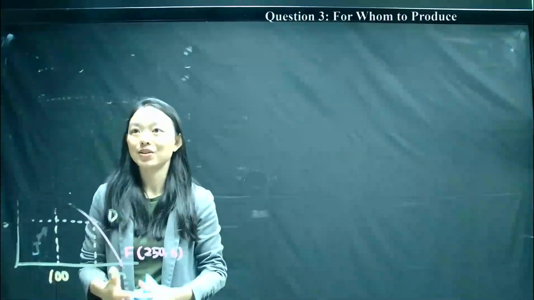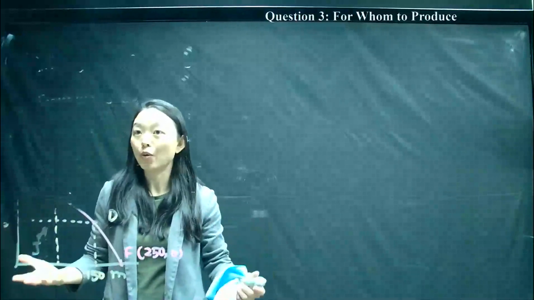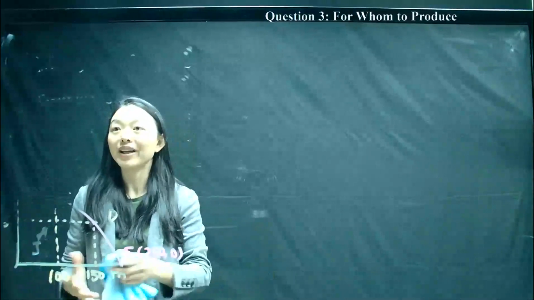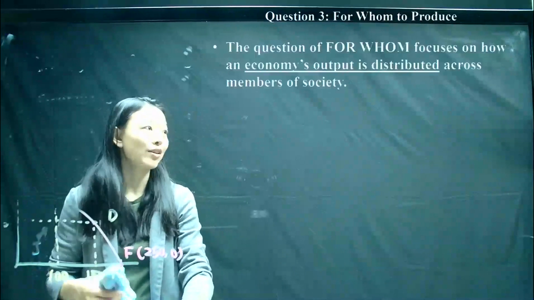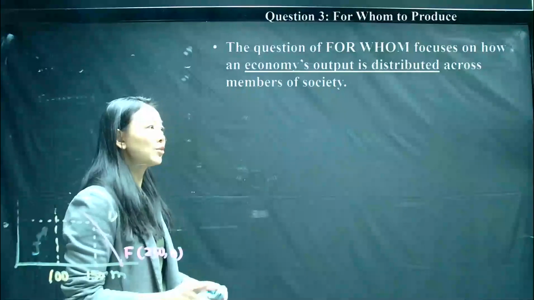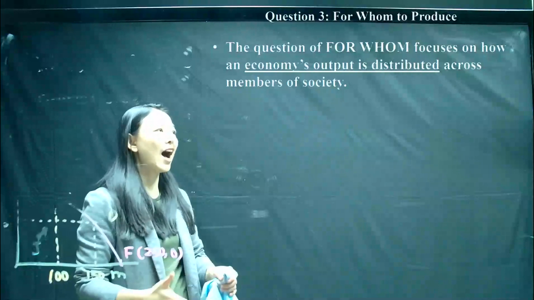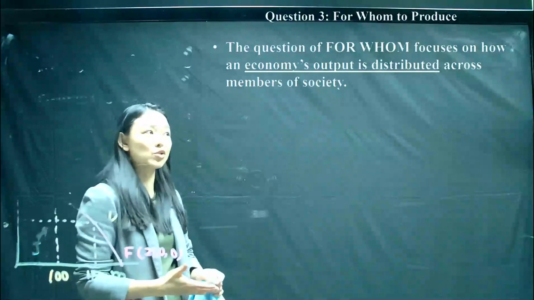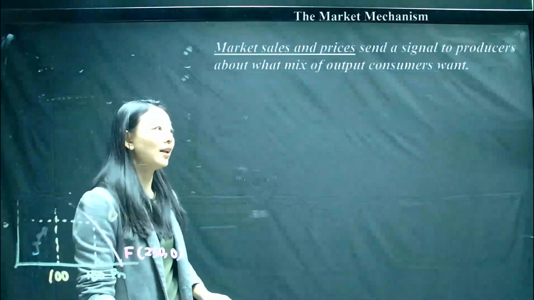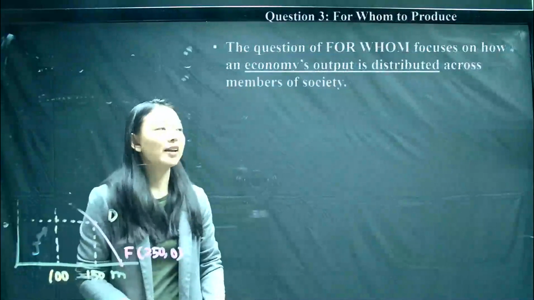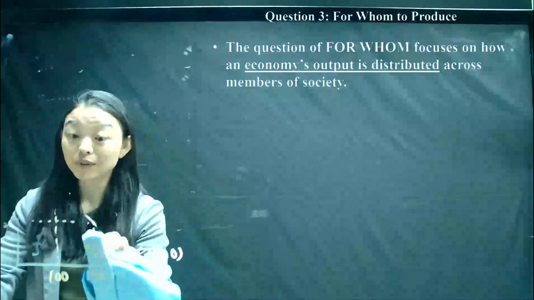The third question will be for whom to produce. So once the society has so many outputs, then how can we distribute those outputs equally or efficiently? So the question of for whom focuses on how an economic output is distributed across all the members of the society. And in later chapters, we will talk about question 3 also in detail.